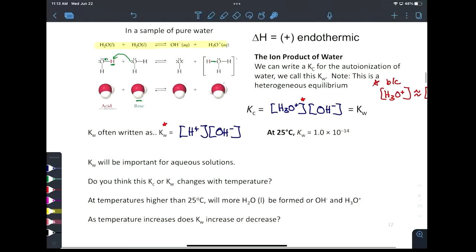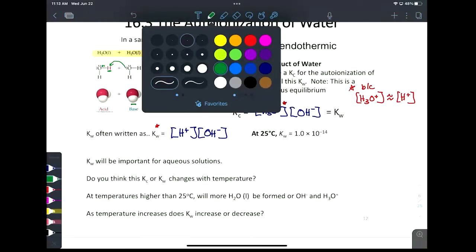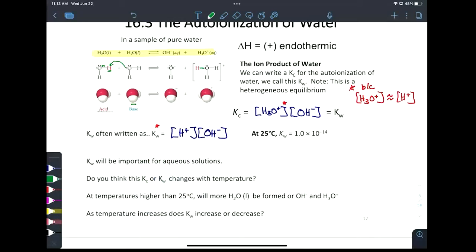Okay. So Kw will be really important for exothermic reactions. So let's kind of just review. Do you think this Kc that we just calculated is sensitive to temperature? Is this K any different than the K in chapter 15? No, it's not. So is K, big K, sensitive to temperature? Remember, K, big K, equals the rate constant forward over the rate constant reverse.